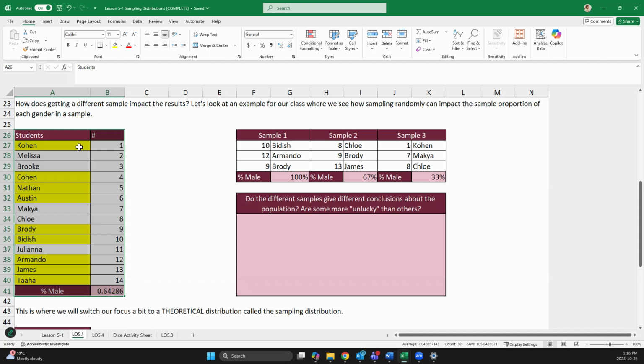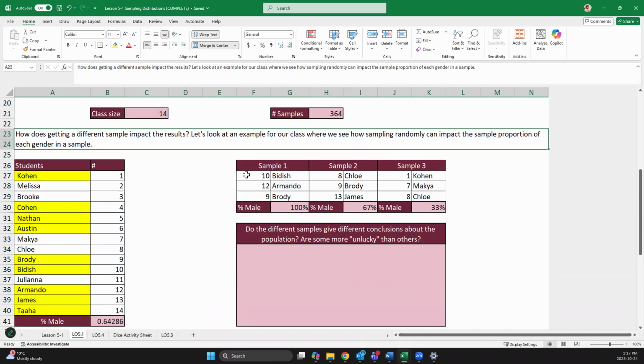You never get to normally know the value for the whole population because you don't spend the time, the money, or the resources to ask everyone in the population. So you only have the sample. One of these samples, sample 2, is actually pretty close to the percent of male in the population. But sample 1 would tell you everyone is male, and sample 3 would actually tell you that only about a third of the students are male, and there's actually more females, which is not correct for our class. There's actually more males. So different samples do impact the results.